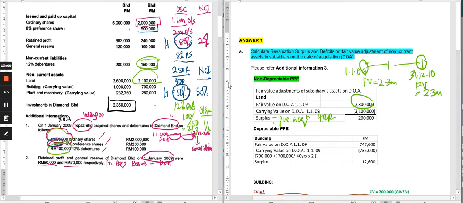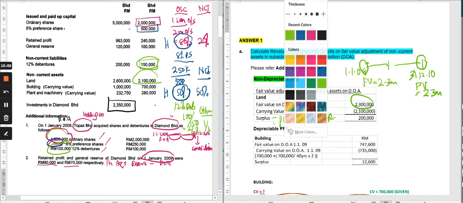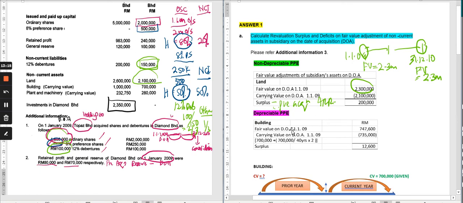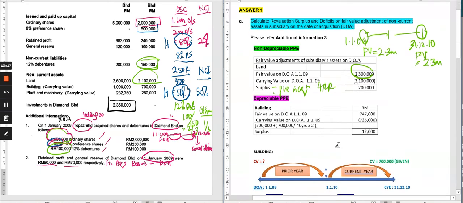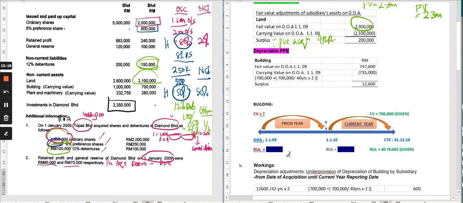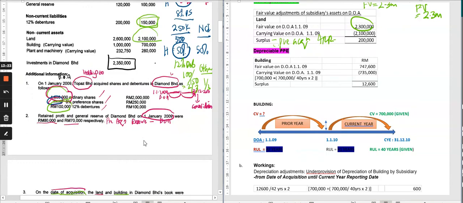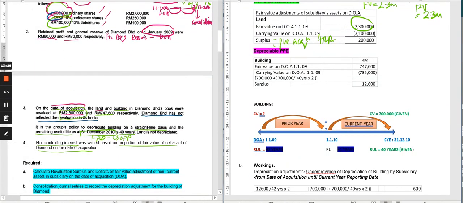Next is the PPE that are being depreciated. So if you look at the PPE, let's just use a different color. Okay, this one. So the depreciable PPE. So what you need to do is, I've drawn this diagram for you. You are given here the fair value in this particular question.